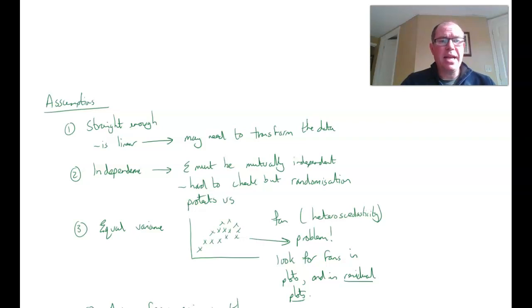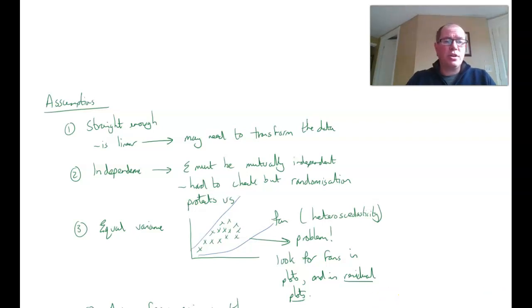Independence. The errors, epsilon, must be mutually independent. This is really hard to check, but randomization does protect us. You need to have equal variance. Something that happens very commonly is this fanning effect here. This is called heteroscedasticity, and that fanning effect is very common and it causes a problem, and we need to fix that. The nice thing is we can often fix that by transforming the axes. So look for heteroscedasticity as well as curves and things like that. And you might see that in the original plot, or you might see it in the residual plot.